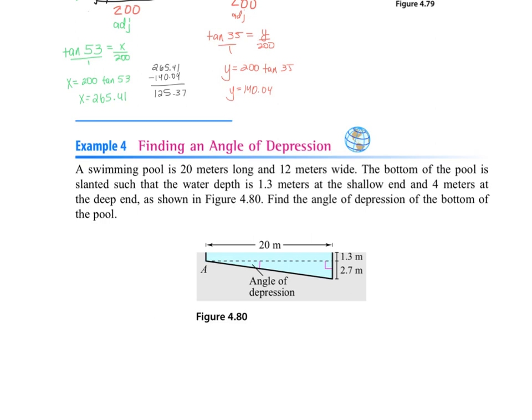All right, here, it says a swimming pool is 20 meters long, 12 meters wide. Bottom of the pool is slanted so that the water depth is 1.3 meters in the shallow end and 4 meters at the deep end, as shown in the figure. Find the angle of depression to the bottom of the pool.